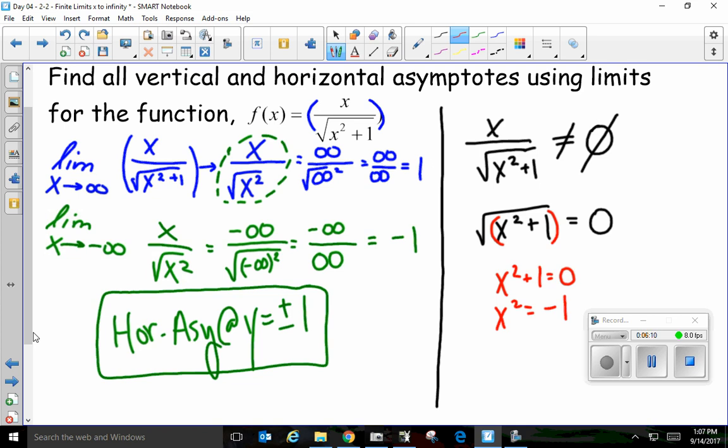Even if you put a negative number in for x and you square it, it will turn positive. You can never make this expression equal to 0. Therefore, you can't take the square root of this equal 0. There is nothing you can do to make that fraction undefined, because the bottom will never equal 0.